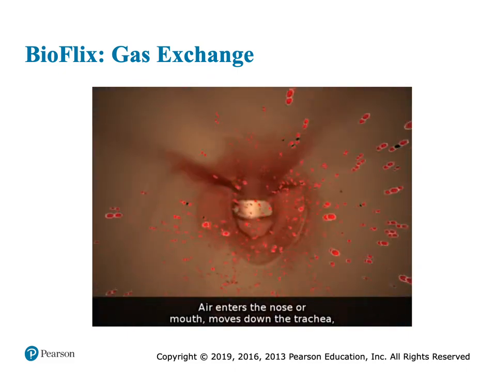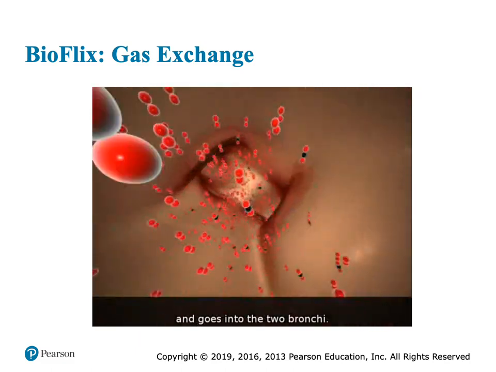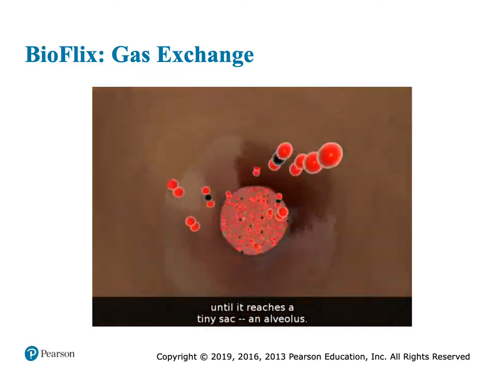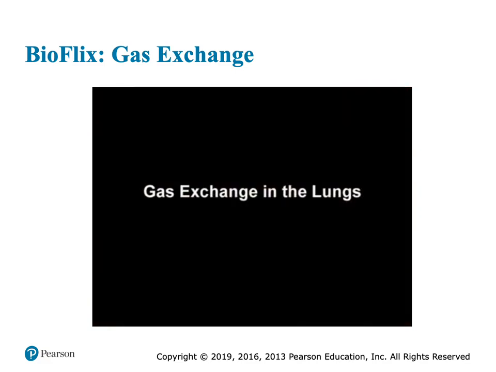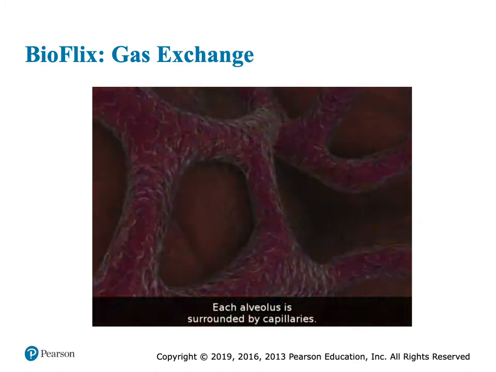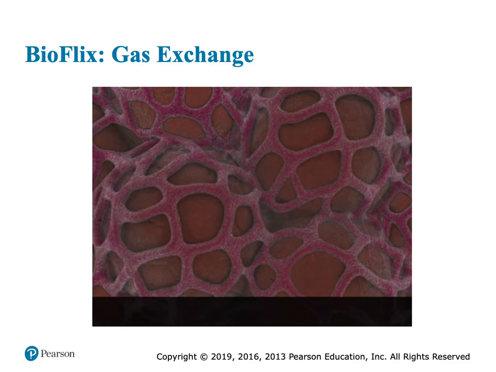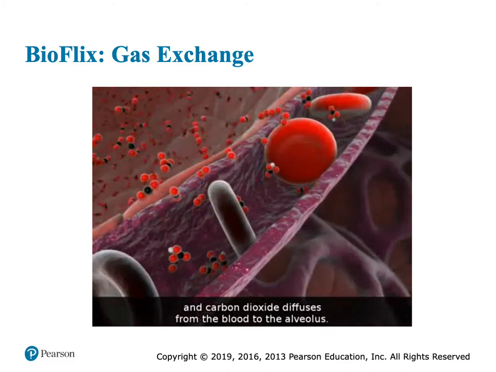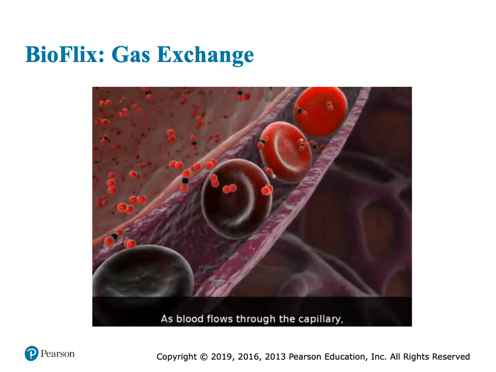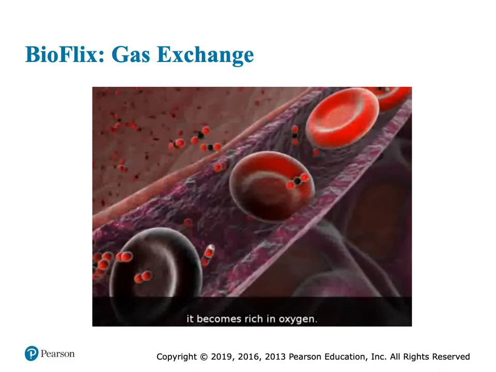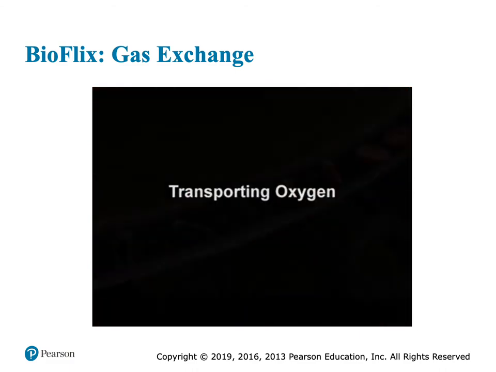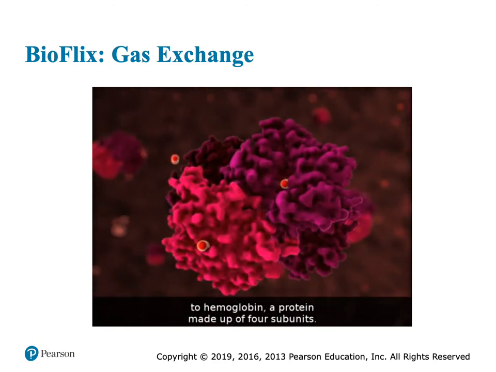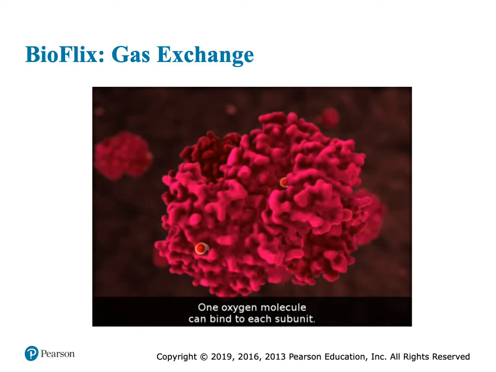Air enters the nose or mouth, moves down the trachea, and goes into the two bronchi. Air moves down smaller and smaller bronchioles until it reaches a tiny sac, an alveolus. Each alveolus is surrounded by capillaries. Oxygen diffuses from the alveolus to the blood, and carbon dioxide diffuses from the blood to the alveolus. As blood flows through the capillary, it becomes rich in oxygen. In the blood, oxygen diffuses into a red blood cell and binds to hemoglobin, a protein made up of four subunits. One oxygen molecule can bind to each subunit.